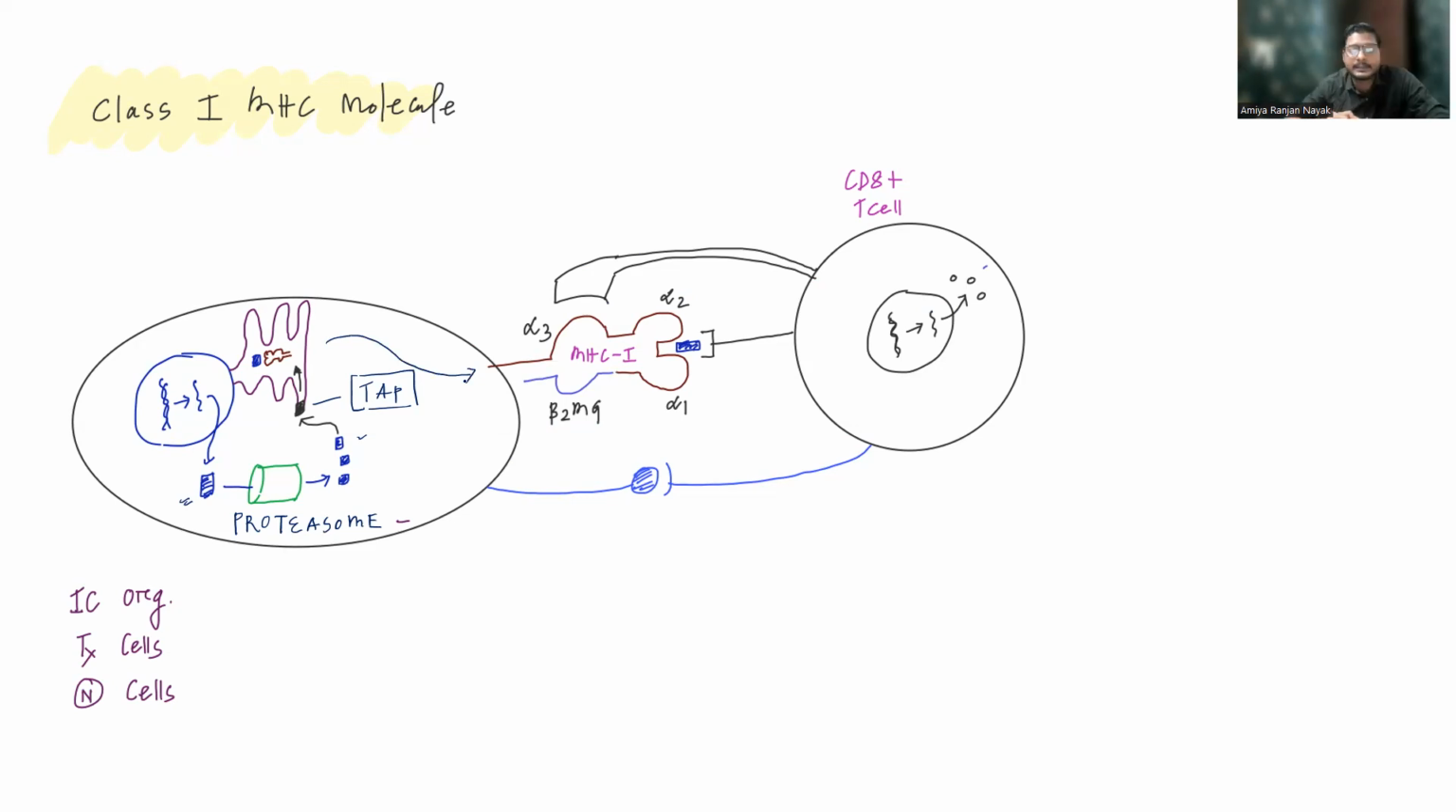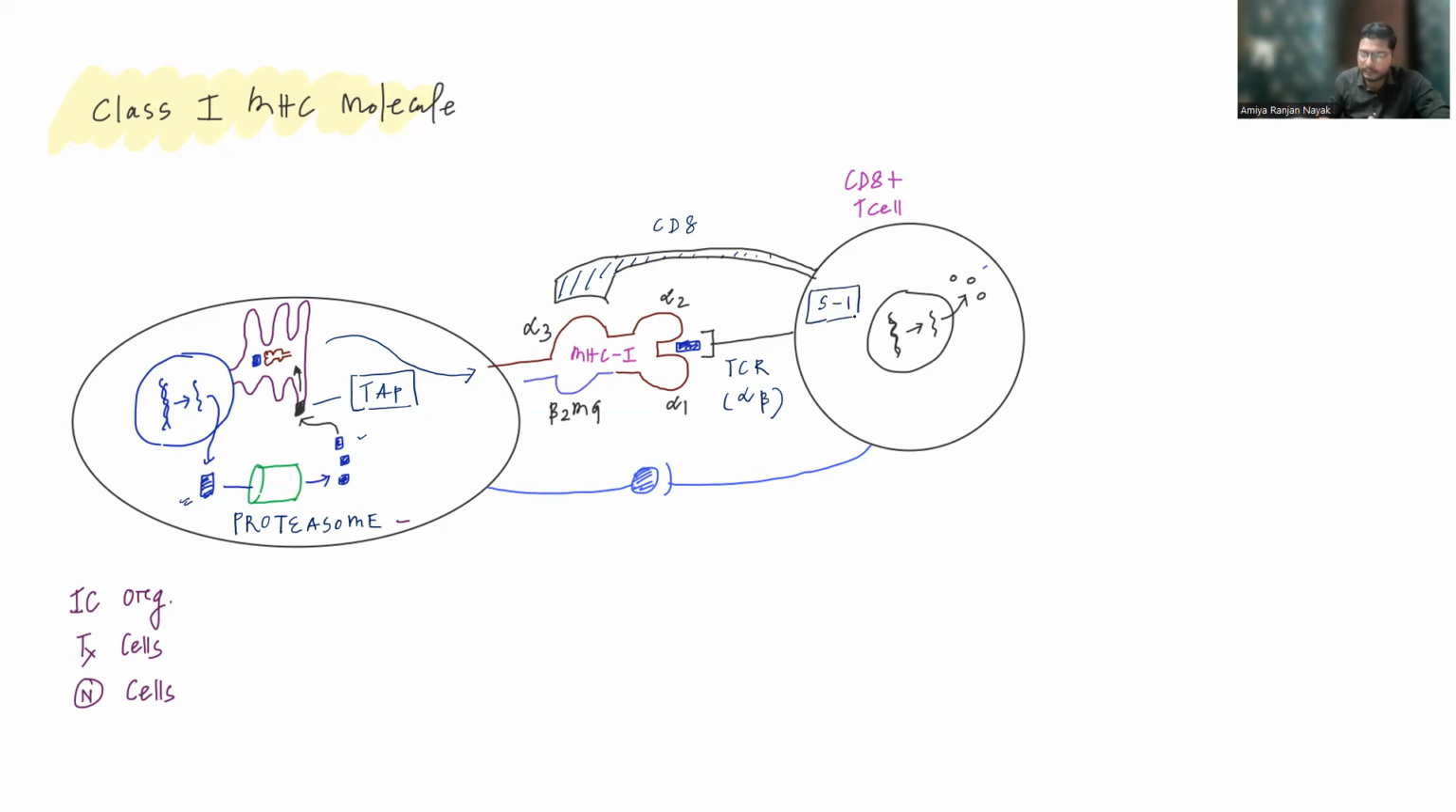That complex will come to the surface, and now they are ready to present the antigen to the CD8 positive T cell. This peptide antigen will be recognized by the CD8 positive T cell with the help of the T cell receptor. Of course, it is the alpha beta T cell receptor, as we have discussed in the previous lecture. Once they identify this antigen, now the co-receptor will come into play. The important co-receptor is CD8. This CD8 co-receptor is going to bind to the alpha 3 domain of the MHC class 1 molecule. And this entire interaction will give the signal 1 to the CD8 positive T cell.